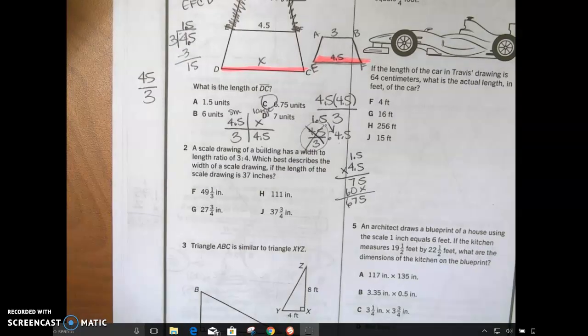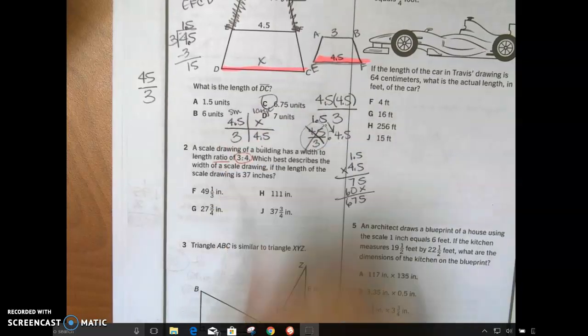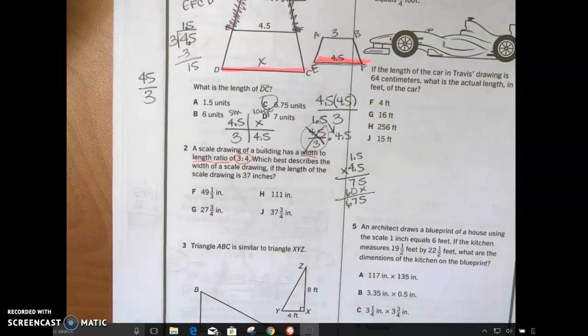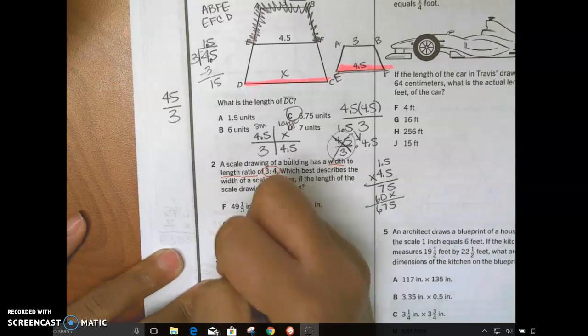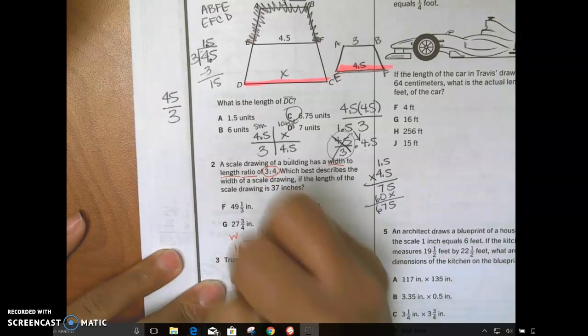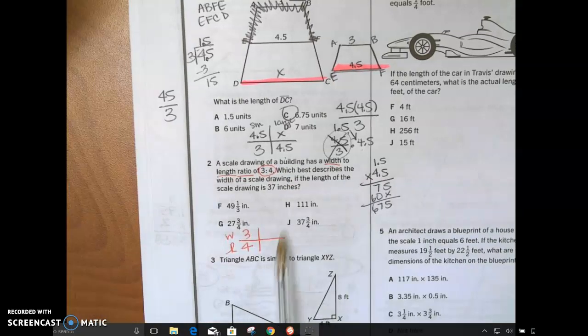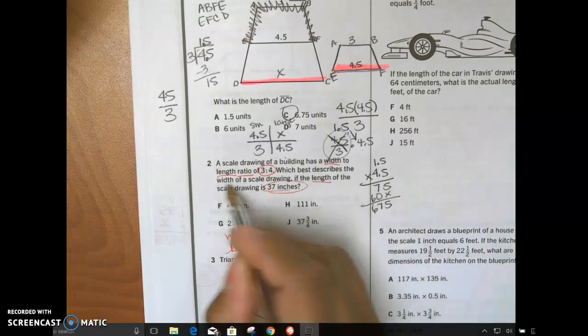A scale drawing of a building has a width to length ratio of 3 to 4. What did they give me? A ratio. They even said it. And it's width to length. Width, length, 3, 4. Which best describes the width of a scale drawing if the length is 37 inches?